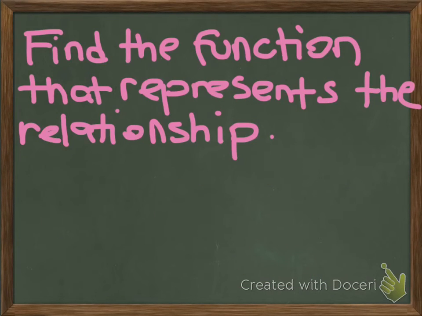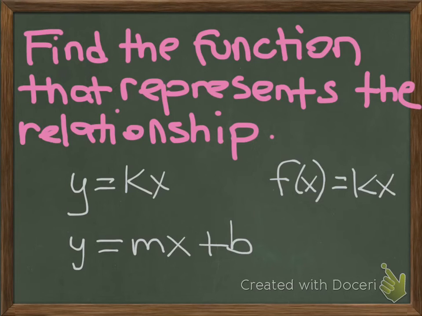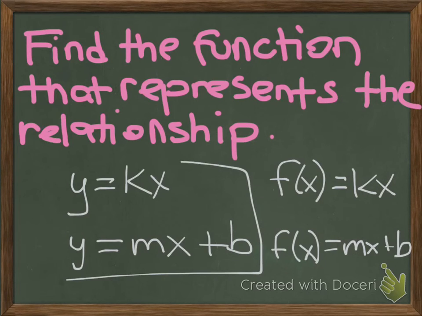Now we need to find the function that represents the relationship. So we have two options: y equals kx and y equals mx plus b. A function would just change this to f of x equals kx at the end, or f of x equals mx plus b. But we don't need to worry about this during the process. We can just choose from these two equations while we're solving.